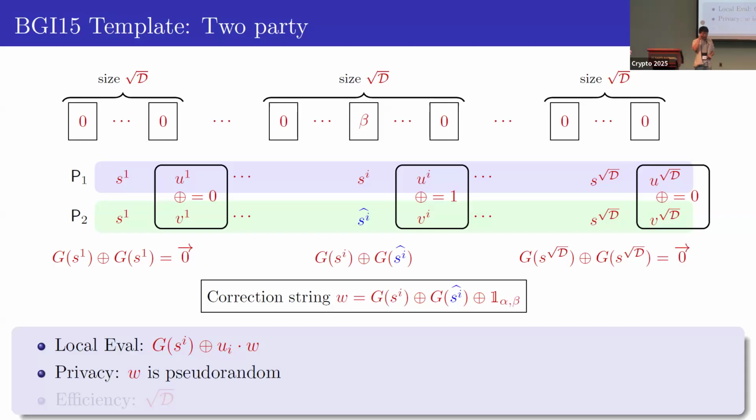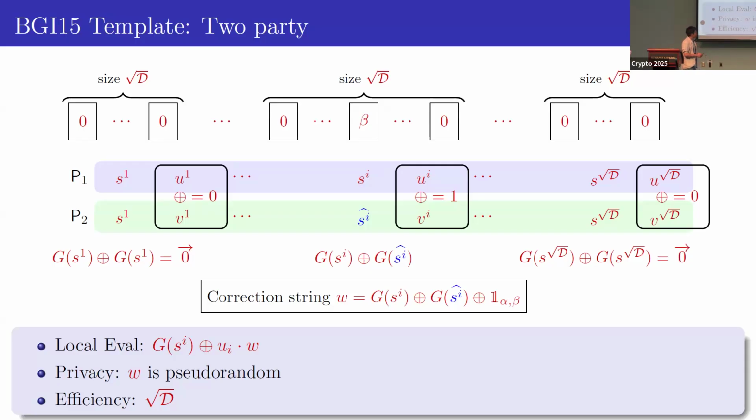One crucial thing I want to mention here is that this correction string is pseudo-random in the adversary's view, because no matter which party, P1 or P2, is corrupted, there is one seed that is never given to the adversary. That seed's contribution makes sure that this correction string is pseudo-random. Finally, the efficiency of this construction is square root of d, because you get square root of d many PRG seeds, and the correction string is also square root of d. So this is a simple scheme in the two-party case with efficiency square root of d.